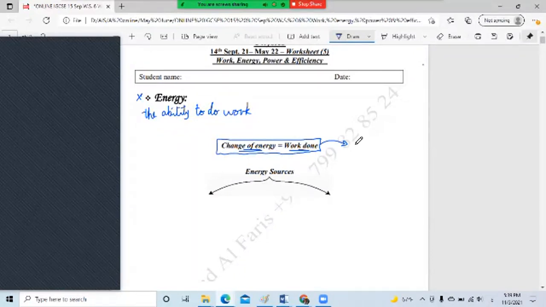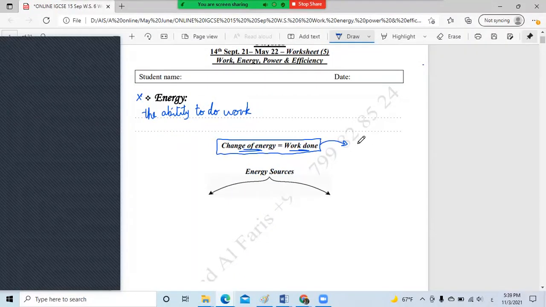What's the unit of energy? Who can tell me what's the unit of energy? The unit of energy is exactly, thank you Muhammad, joules, letter J.